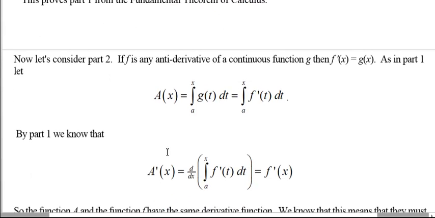Now, for part 2, if f is any antiderivative of a continuous function g, then we're saying that f prime of x equals g of x. So, again, as in part 1, we let A(x) be this definite integral here with a variable upper limit. So by part 1, we know that A prime, the derivative of that integral, turns out to be the original g, which is f prime.